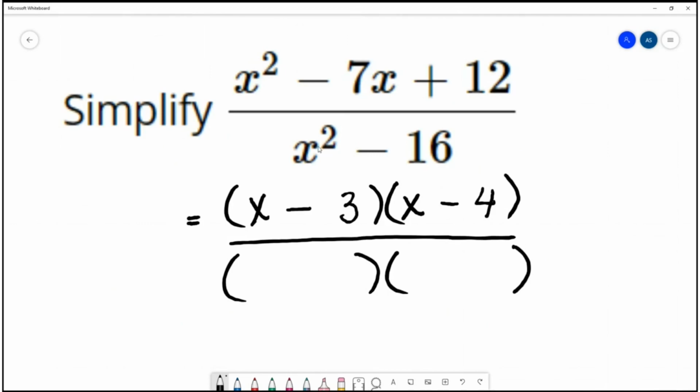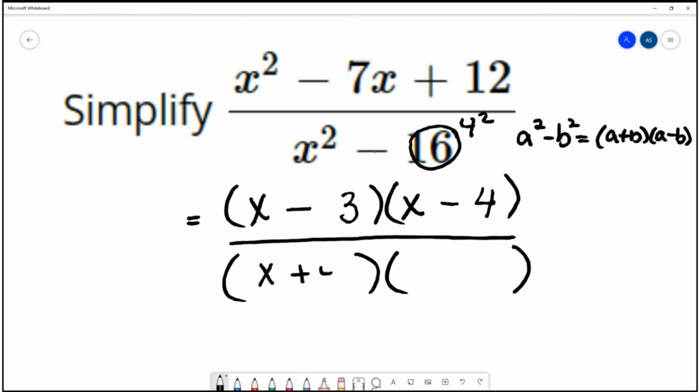Then our denominator, x squared minus 16, is a special format that we call difference of squares. A squared minus b squared always factors with the pattern a plus b times a minus b. So since 16 is 4 squared, I know that I can factor this as x plus 4 times x minus 4. Now that we've written it in factored form, I can see that I have a common factor of x minus 4. And then our simplified fraction is x minus 3 over x plus 4.